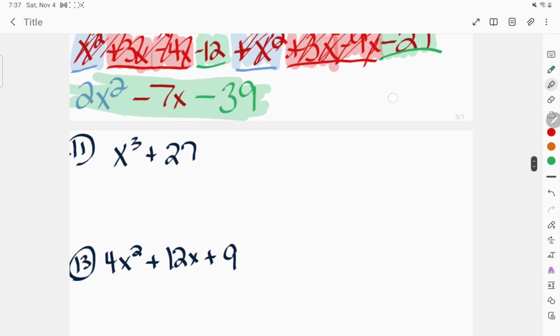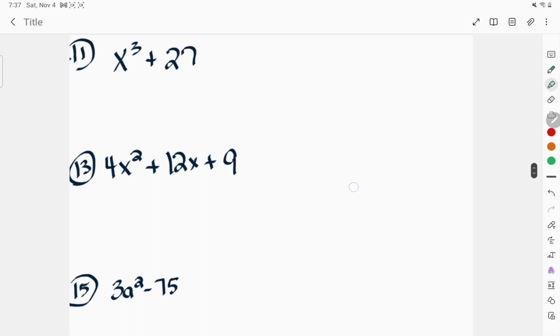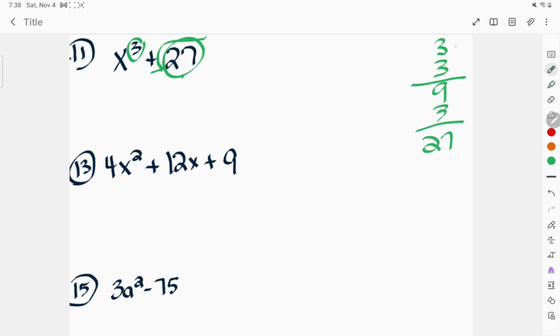Okay. Moving on. So these are the ones that are a little bit more complicated. So what you're going to do with this one is you're going to say since this is the cubed root, I want this to also be a cubed root. And so the cubed root of 27 is 3. How do I know that? Because 3 times 3 is 9. 9 times 3 is 27. 1, 2, 3.